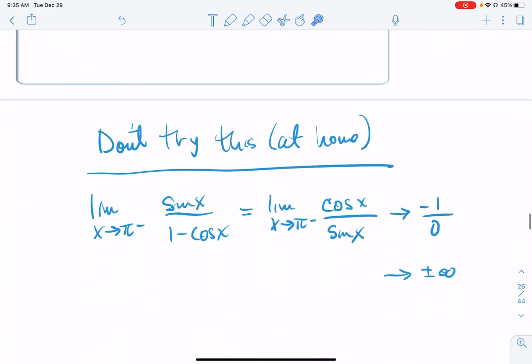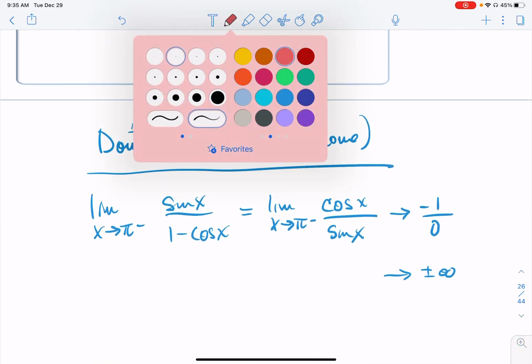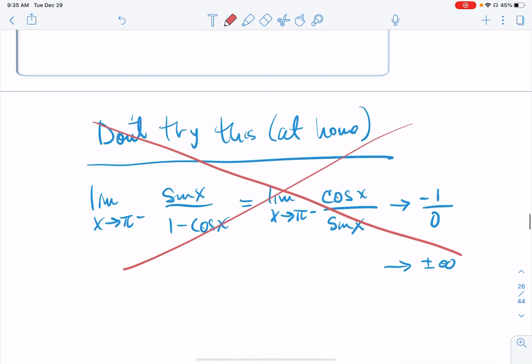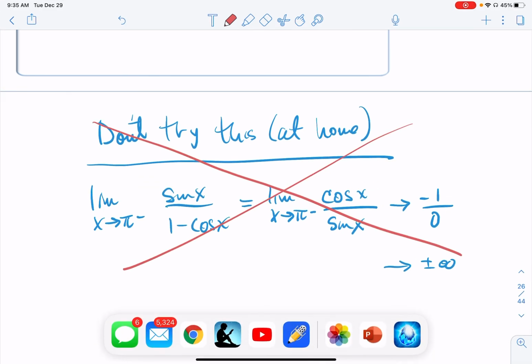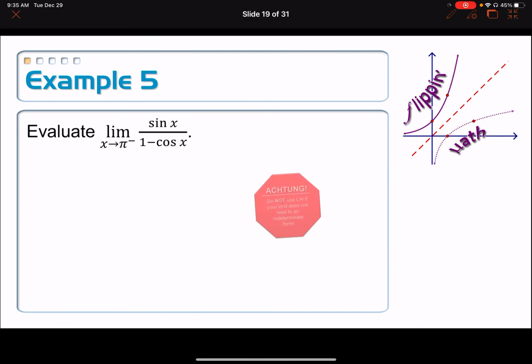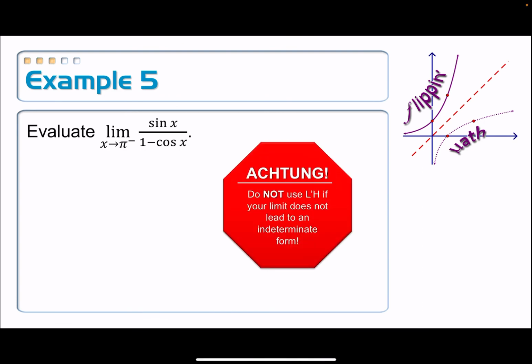All of this to show you that, no, do not use L'Hopital's rule if you're not allowed to. How do you know when you're allowed to? You're only allowed to use L'Hopital's rule if you have that indeterminate form 0 over 0 or infinity over infinity. You can see very clearly that if you use it when you can't, you're going to get a completely wrong answer.